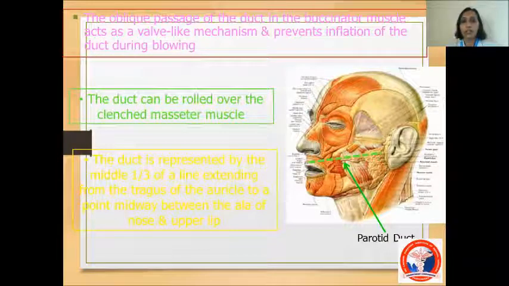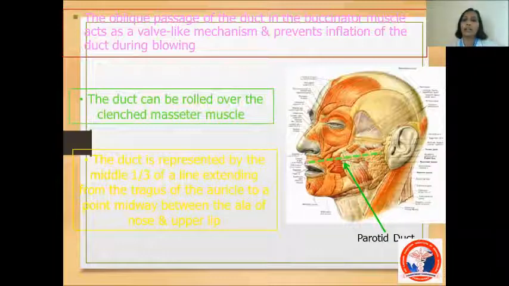So the duct can be rolled over the clenched muscle. When we press the teeth on each other, that is the action of the masseter. In this position, we have to roll our fingers over the masseter. We can feel the duct.